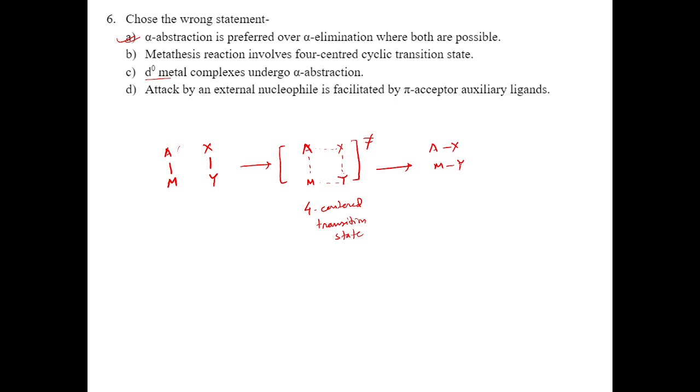Yes, it is true, because when the nucleophile attacks the metal center, the pi acceptor can accommodate that electron density because of back bonding. So it can accommodate the electron pair and stabilize the metal center. So it's always true that the attack by the external nucleophile is facilitated by the pi acceptor auxiliary ligand. So here only option A is incorrect, so the wrong statement will be option A. So it's okay.